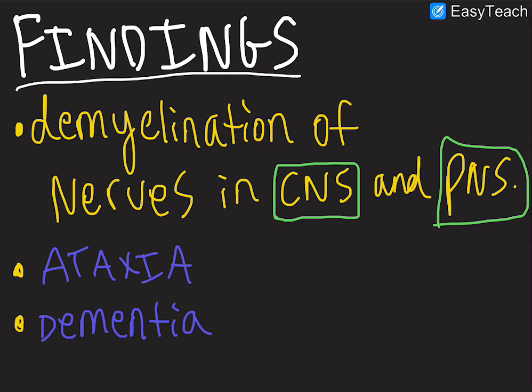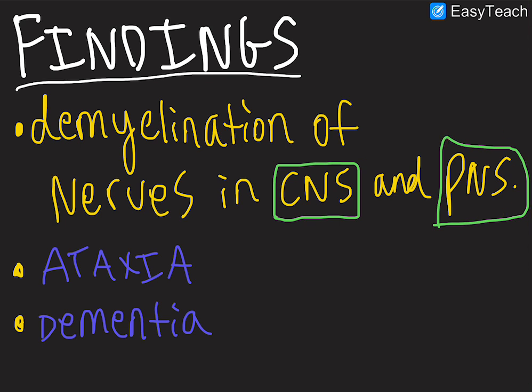So if you have a buildup of this cerebroside sulfate in the lysosomes of cells like your oligodendrocytes and Schwann cells, your myelin is going to start getting destroyed, because that may be toxic to your oligodendrocytes and Schwann cells. What I'm trying to say is that a buildup of cerebroside sulfate leads to findings like demyelination of your nerves in your central nervous system and peripheral nervous system.